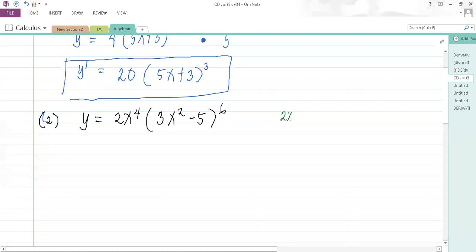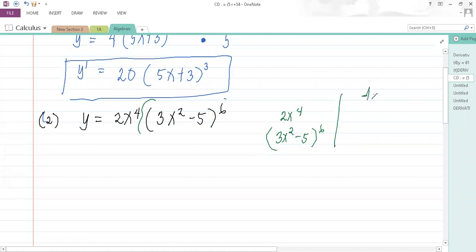ng each function. So una, yung 2x to the 4. Yung pangalawa, yung (3x squared minus 5) raised to 6. So parang ginawa natin, ito na yung second function natin. Yung buong ito. Yan na yung second function natin.